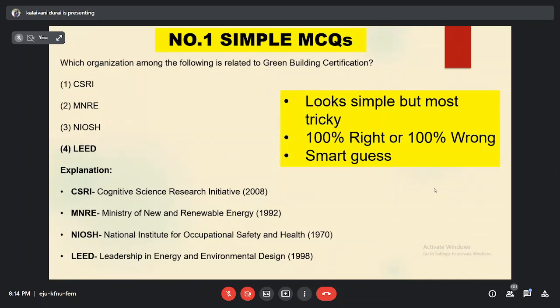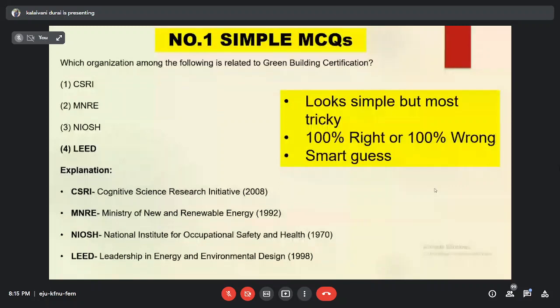Okay. But in a few questions just which can be related topics like CSRI, MNRE, NEOSH, LEED, HRO, it's not related in any way. These are just random things which the NTA has given. But in a few questions, you will get related options. Okay. वैसा related options जब आता है ना, then a little bit of elimination you can use and you can use a little bit of smart guess also. So first type of question क्या है? Simple MCQs. Just there will be a simple question, 4 options. Out of the 4 options you have to choose one.